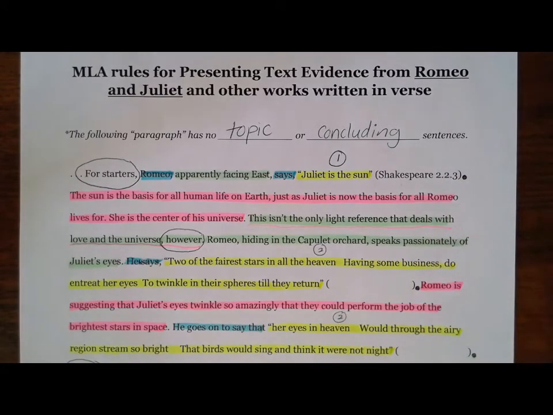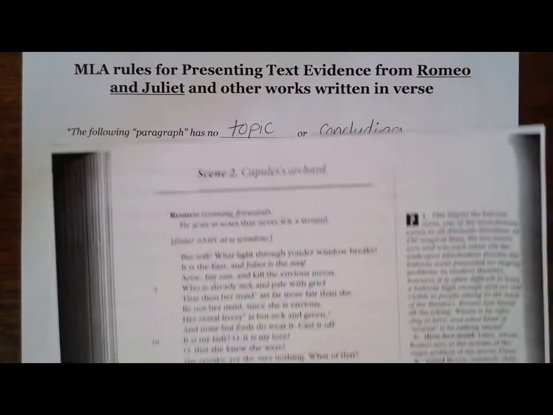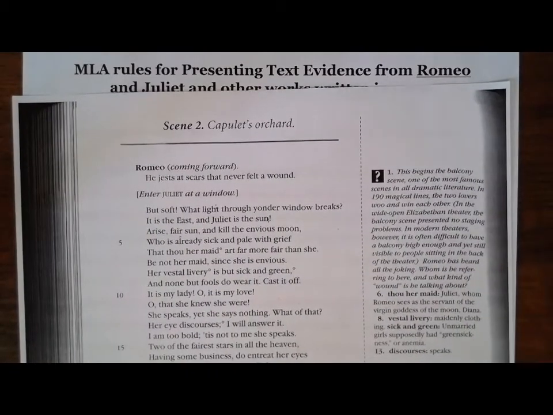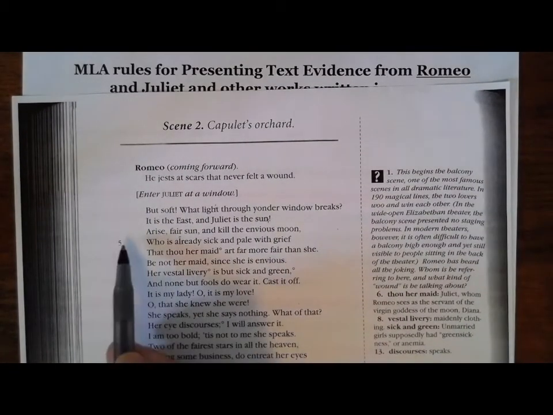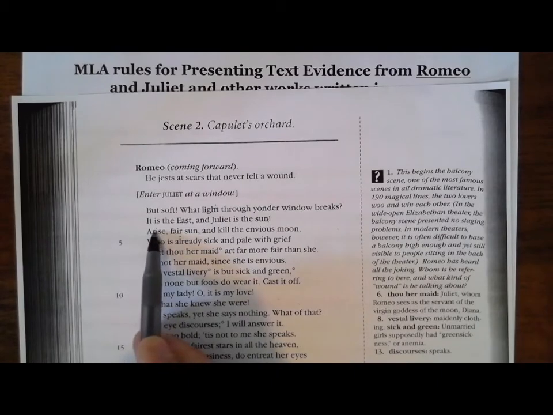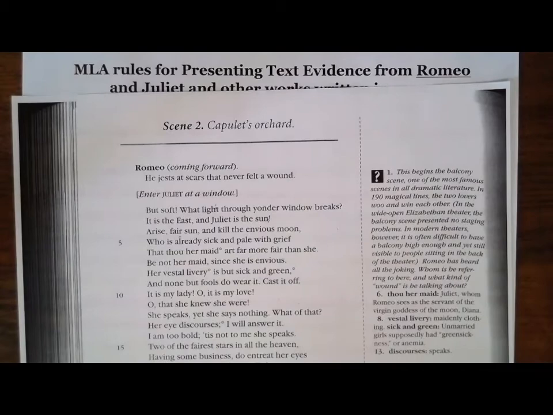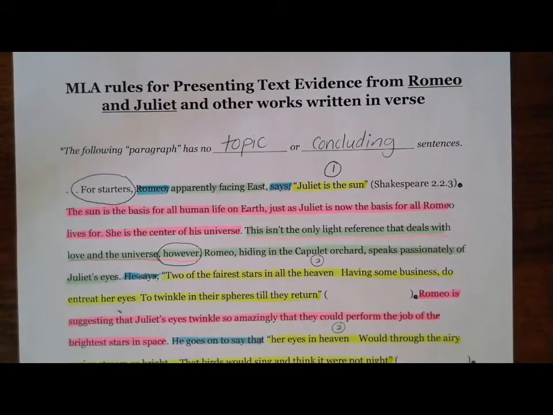And in fact, I have the passage right here. And here it is, line 3, because here's 5, here's 4, here's 3. Juliet is the sun. I'll come back to that passage in just a second for some of the other citations and other lines that get used.